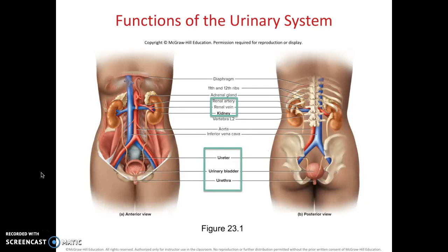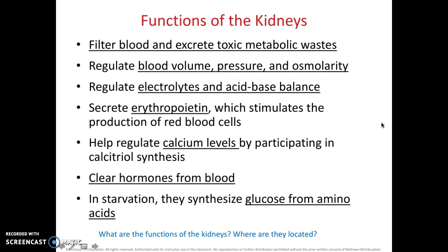So this is our urinary system, and you're expected to know the renal artery and vein, which you should have known from our previous lectures and the blood vessel quiz, as well as the kidneys, which are located right here. These then connect to the ureter, which go to the urinary bladder, and then the urethra. So it's pretty simple anatomically, but physiologically, they're pretty complex. So the functions of the kidneys are pretty important.